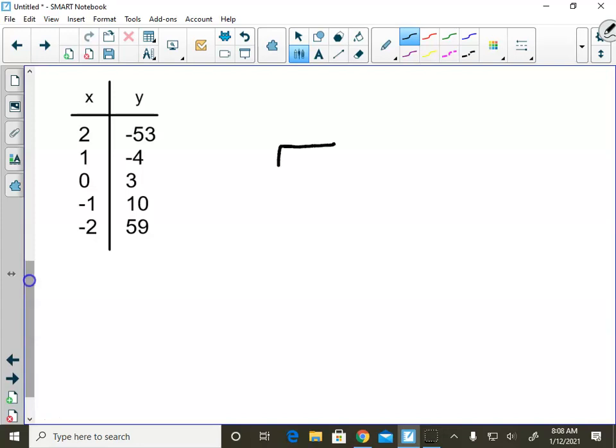Think back to when you were a little kid. You had the magic box here. Your input would go there, and your output would go here. Input, output box, I think they called it in elementary school. In this case, we would put 2 in here and we would get out negative 53.